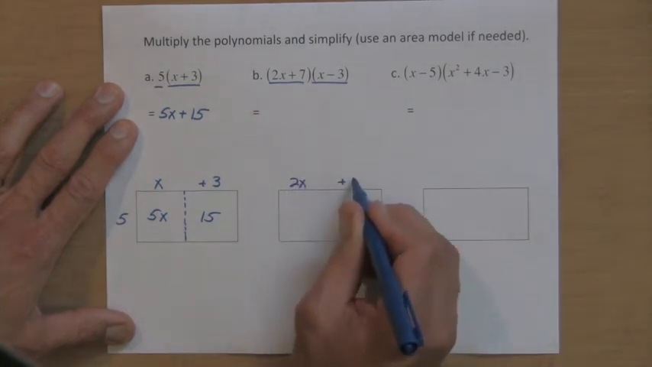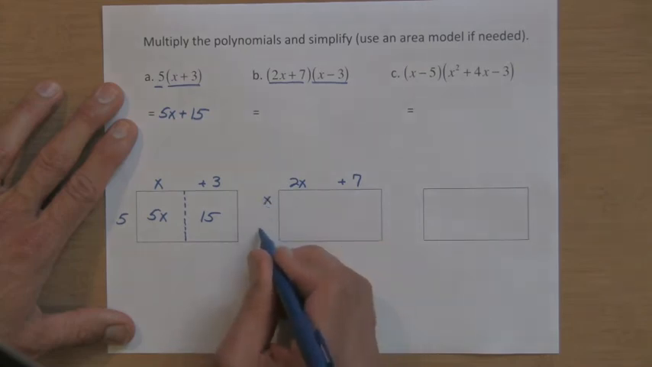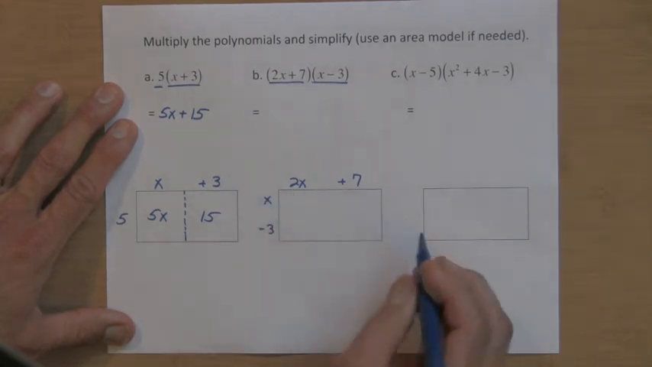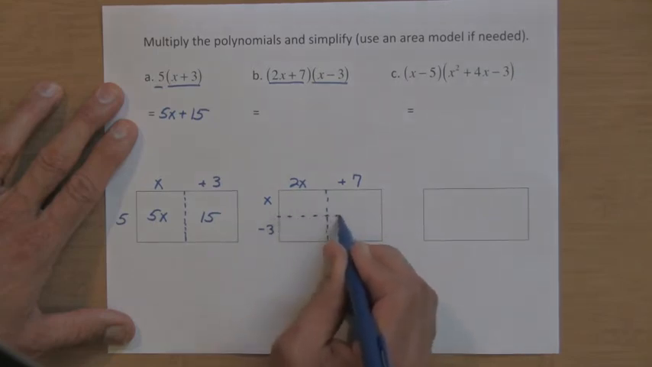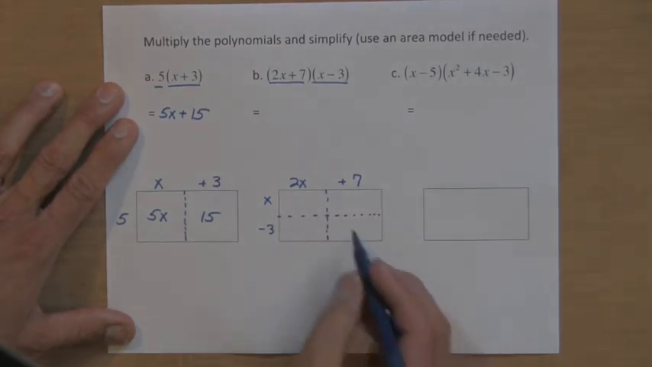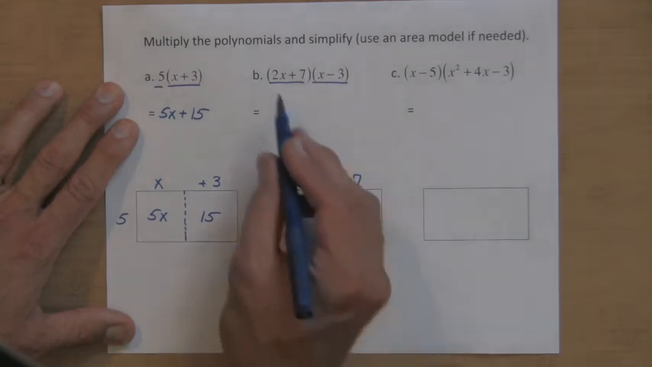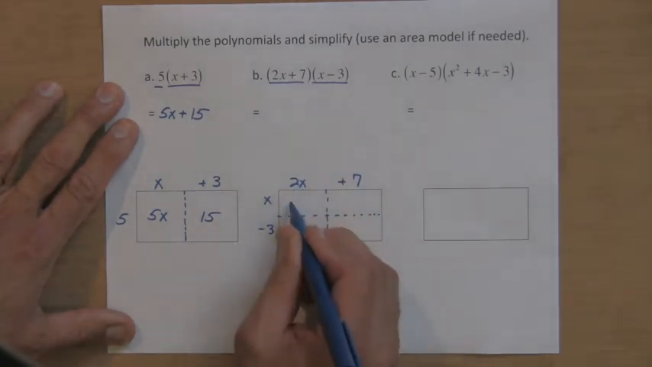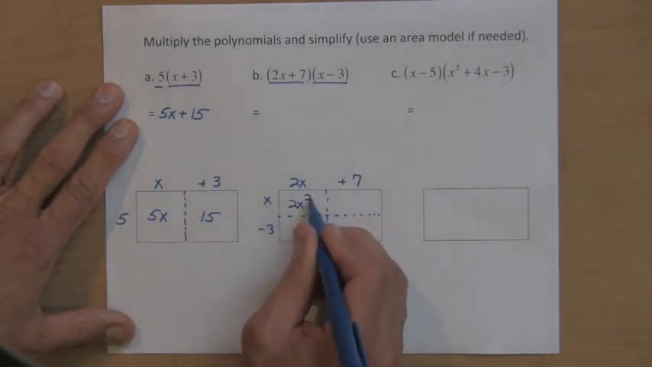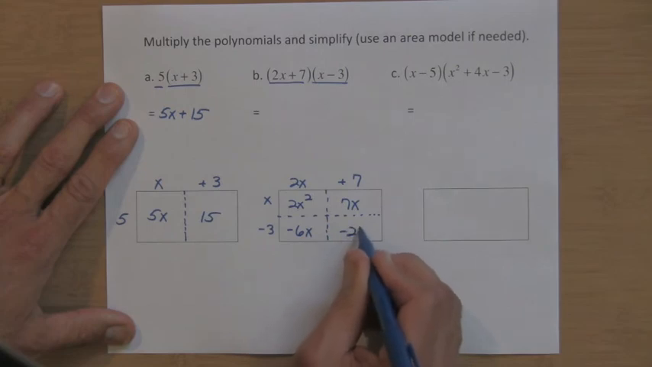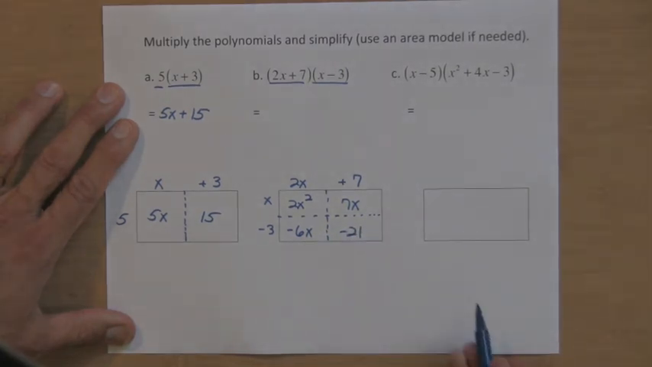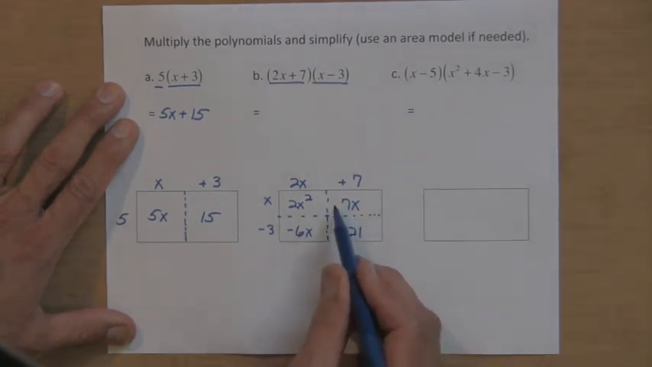I'll do a 2x plus 7 across the top and x minus 3 across the side. That's my length and width. Two terms here, cut it up into two pieces. Two terms on the side, cut that up into two pieces. So now the four pieces in here give me the product of those two polynomials. 2x times x is 2x squared. X times 7 is 7x. 2x times negative 3 is negative 6x. And negative 3 times 7 is negative 21. So my answer is these four combined.